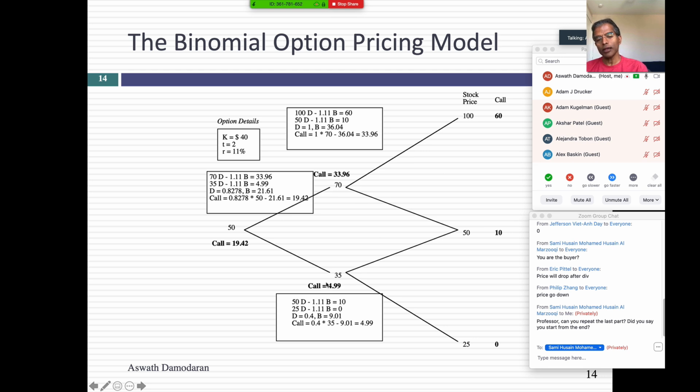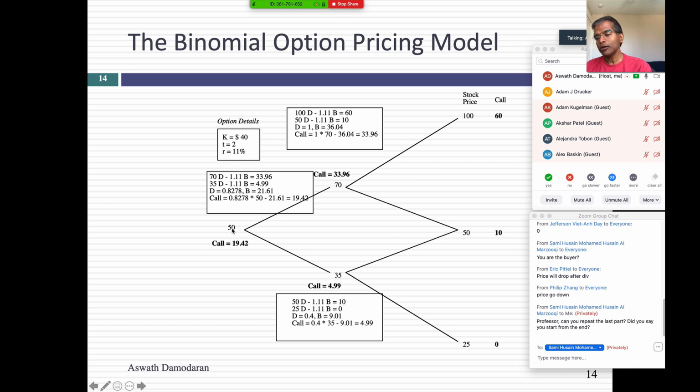So I've got my value for the call if the stock goes to 70. I repeat the same thing if the stock goes to 35. If I solve the simultaneous equations, here's what I get. I need to borrow $9.01 and buy 0.4 shares of stock. Don't even ask me how you buy 0.4, act like you can. That position costs me $4.99. If the stock goes to 35, my replicating portfolio would cost me $4.99. Because of arbitrage, the call's got to be worth $4.99. Do you see what I've done now? I now have the value of the call at t equal to 1: $33.96 if the stock goes to 70, $4.99 if the stock goes to 35.